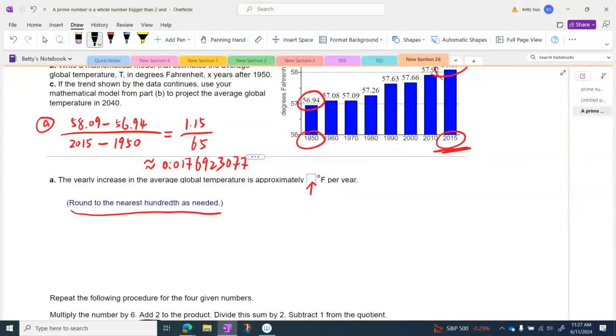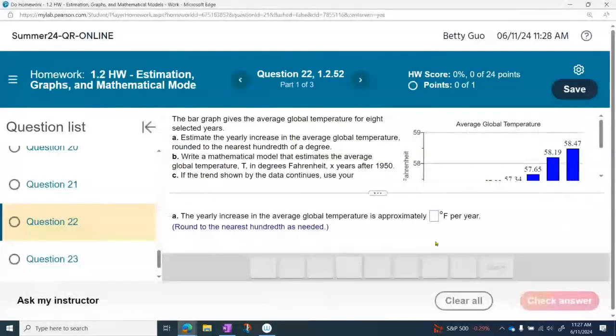Where is the nearest hundredth? This is tenth, this is hundredth. So nearest hundredth means we are going to keep 2 decimal places to the right of the decimal point. And we look at the digit right behind the rounding place. The rounding place is 1, right? The digit behind is 7. Because 7 is bigger than or equal to 5, we are going to round it up. So when we keep 2 decimal places, the number is going to be 0.02. Okay, so here we are going to enter 0.02 Fahrenheit per year. 0.02.